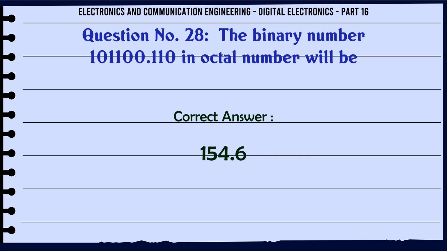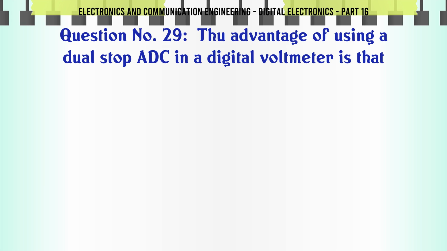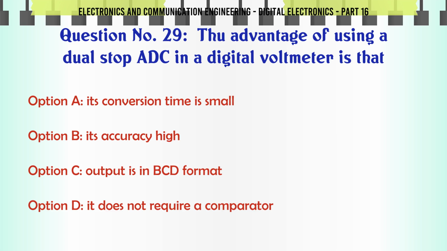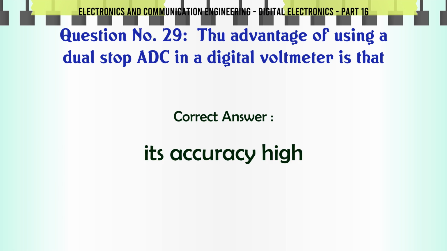154.6. The advantage of using a dual-slope ADC in a digital voltmeter is that A. its conversion time is small, B. its accuracy is high, C. output is in BCD format, D. it does not require a comparator. The correct answer is its accuracy is high.